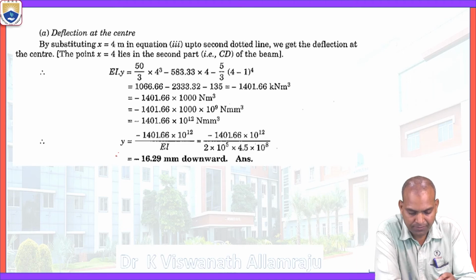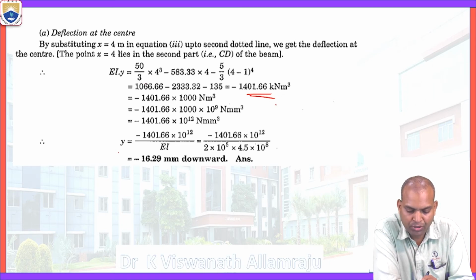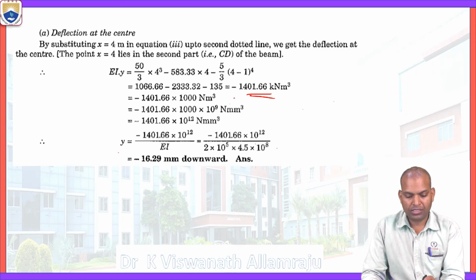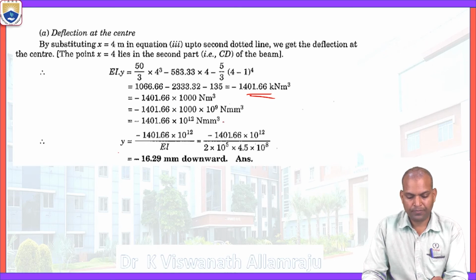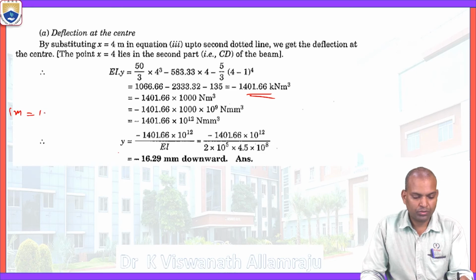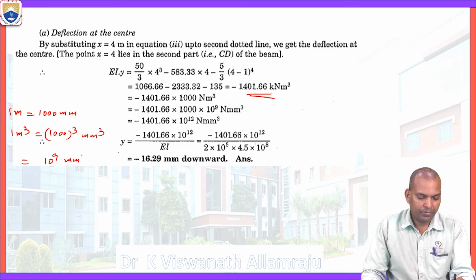Here, why have we done this? In this equation, all are in kilonewtons. That's why we got kilonewton meter cube. That kilonewton meter cube should be converted into newton millimeter cube. 1 kilonewton equals 1000 newtons. 1 meter equals 1000 millimeters, so 1 cubic meter means 1000 cubed millimeter cube, that is 10 power 9 millimeter cube.